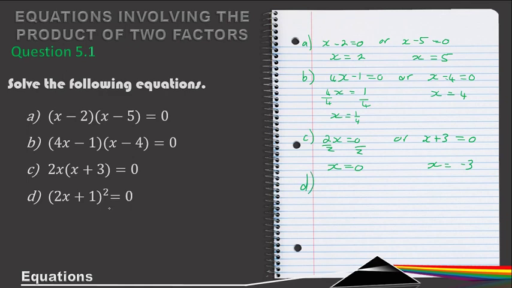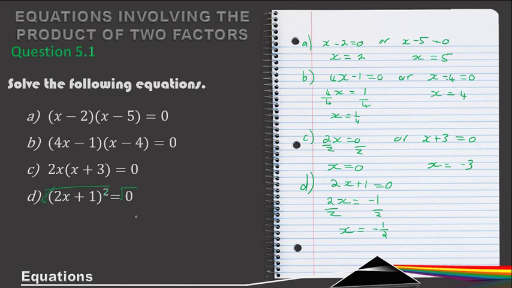For D, so this is squared. Now, there's one of two ways we can do this also. We can now say, okay, if I have a square here, I could just take the square root on both sides, and then the square root of 0 is still 0, and then this square root and this square will cancel. Then I'm just left with 2x plus 1 equal to 0, and take the 1 over, so then 2x is equal to minus 1, and divide both sides by 2, and I have x is equal to negative a half.